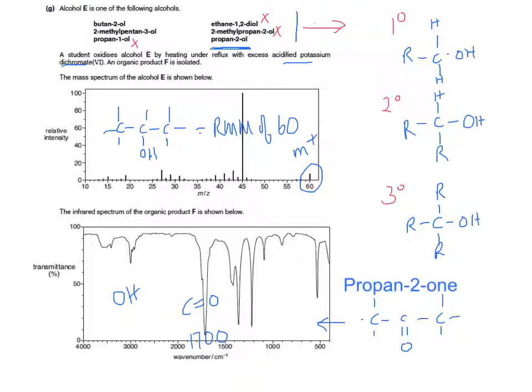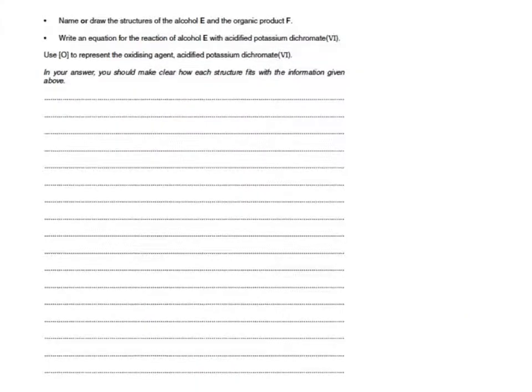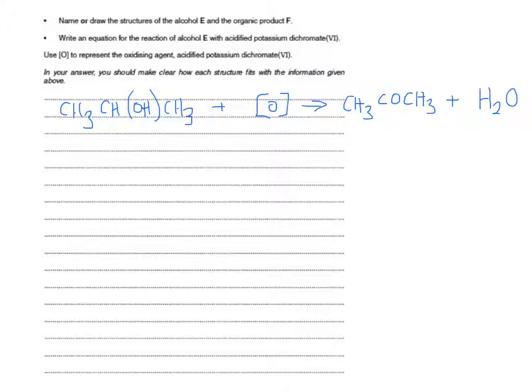All of this information would need to be summarized on the next page of this question. The only thing you would need to add is the equation for the oxidation reaction. This is the equation, and these two hydrogen atoms join with this oxygen atom from the oxidizing agent to form water. What's left is the ketone.